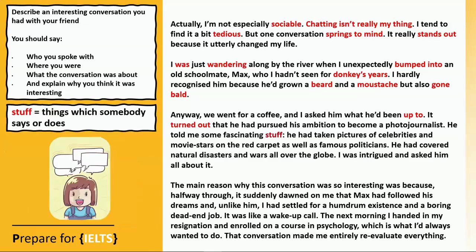The examiners love them. Stuff, and another feature of spoken English is that it's not always very precise. So stuff can mean things which somebody says or does. It can also mean things that you have. So you can say, oh, he told me lots of stuff about his life, lots of information. You can also say, oh, I've got so much stuff in my bag, it's incredibly heavy, so many things. You might think it's not a good idea to use this kind of imprecise, not exact language, but it's a feature of spoken English.